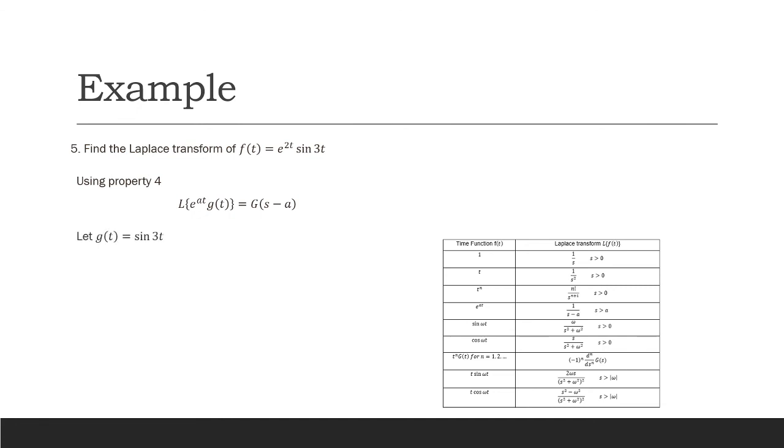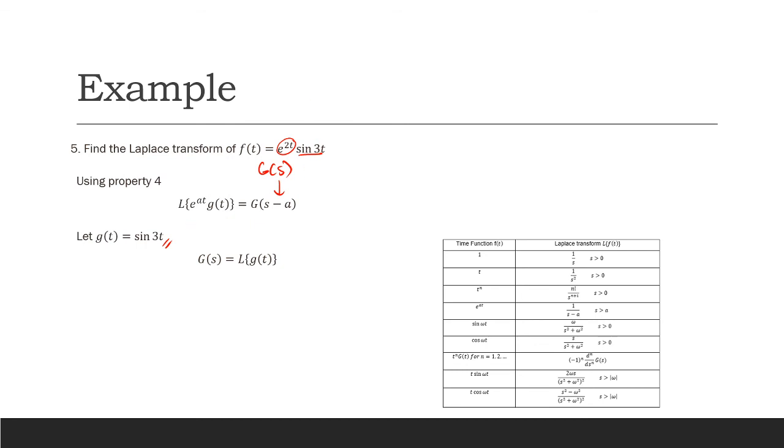So for this one, let g of t natin be sine of 3t. So ang g of s natin ngayon will be the Laplace of g of t. So remember, ito yung paano natin ginagamit yung property 4. Simple lang naman. Una, kunin muna natin yung g of s. And then kapag nakuha na natin yung g of s, yung s natin is papalitan natin ng s minus a. So ganun lang naman yun. So take note na ang form niya is e raised to at g of t. So if this is your e raised to at, then this is your g of t. That is why ito yun, sine 3t.